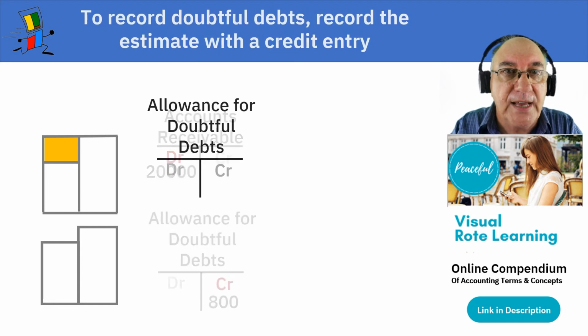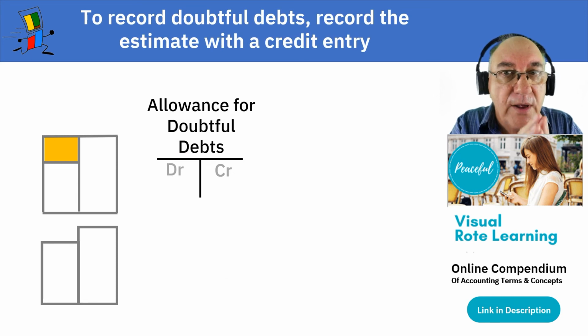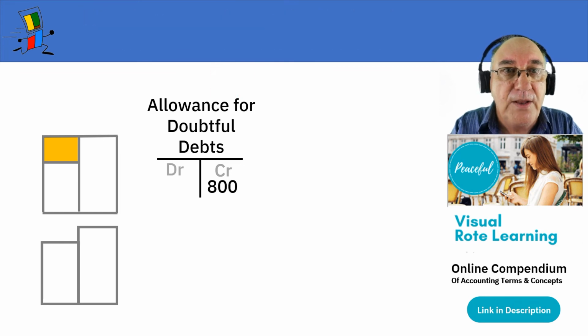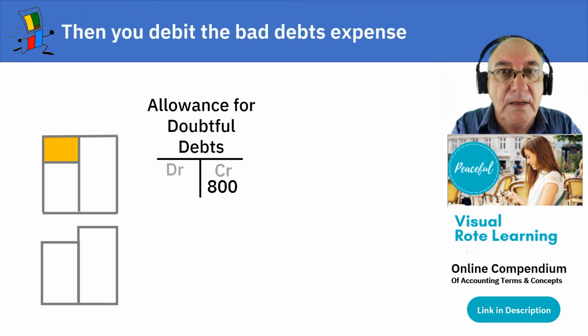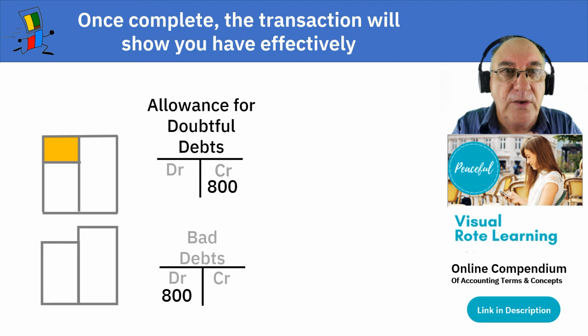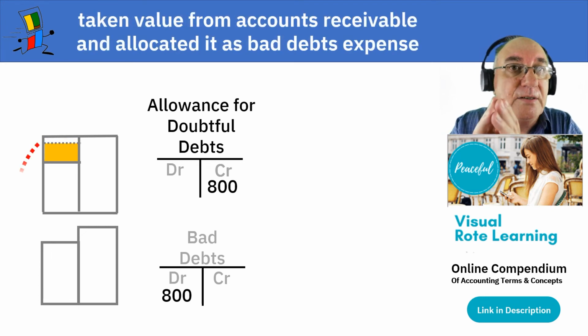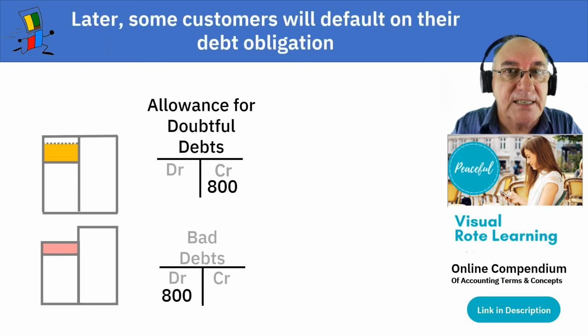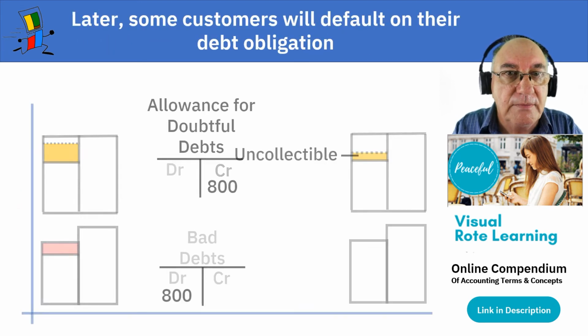To record doubtful debts, you record the estimate with a credit entry. This shows you've effectively taken value from accounts receivable. Then you debit bad debts expense. This shows you have assigned the value as an expense. Once complete, the transaction will show that you've effectively taken value from accounts receivable and allocated it to bad debts expense. Later, some customers will default on their debt obligation.